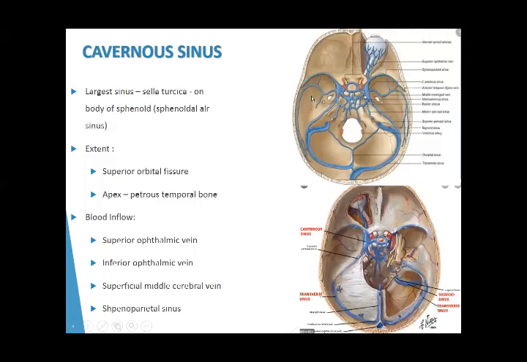ये जो blue color का sinus है, this is called sphenoparietal sinus. ये भी and this side. यहाँ पे देख लीजिए, this is the sphenoparietal sinus. So sphenoparietal sinus drain कर रहे हैं इसमें, superior ophthalmic vein drain कर रही है, inferior ophthalmic vein drain कर रही है, plus a vein of the brain, superficial middle cerebral vein. ठीक है? All these are draining into the cavernous sinus. So incoming blood जो है वो इन चार sources से आता है.